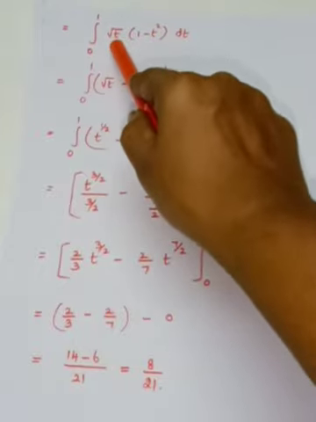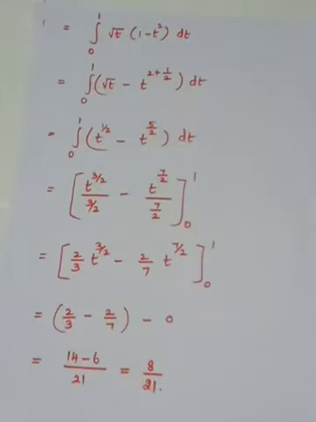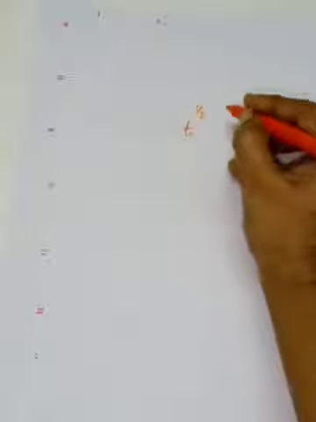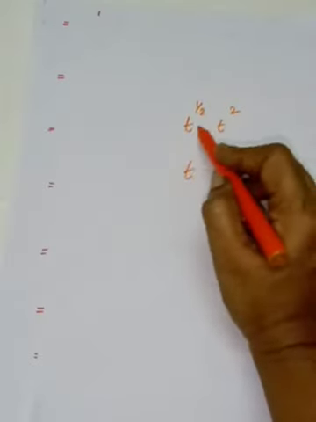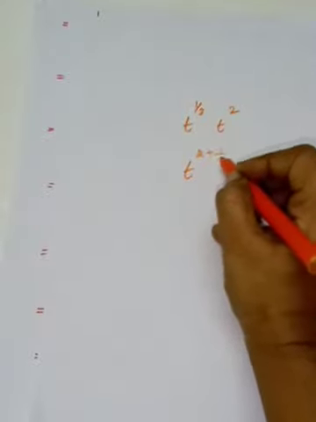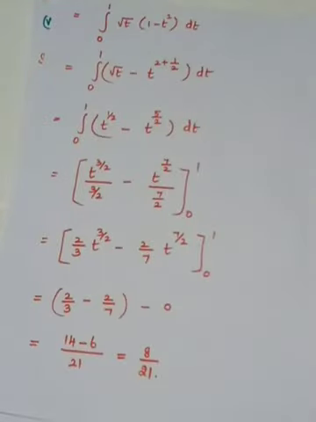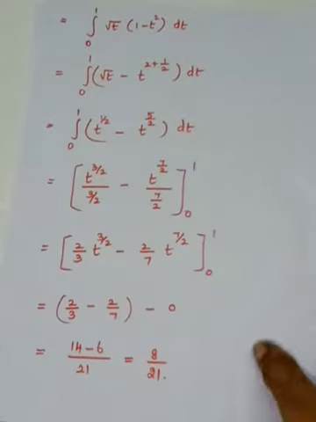Root t means t power half. T power half into t squared, what has to come? The bases are the same, so if you want to multiply, you have to add the powers. So it is 2 plus 1 by 2. When you take the LCM and simplify, it is 4 plus 1, that is t power 5 by 2 into dt.